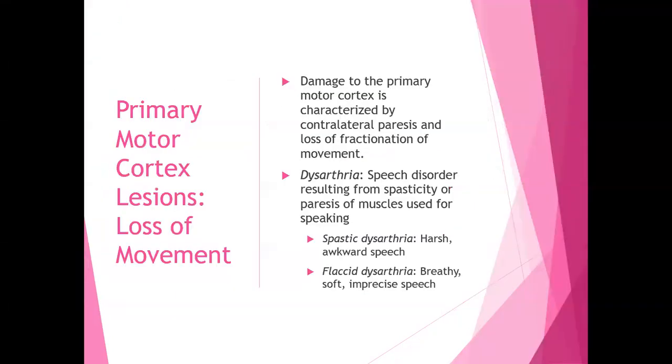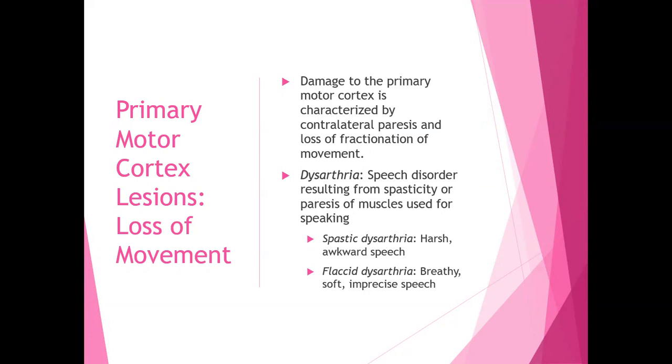So damage to the primary motor cortex is characterized by contralateral paresis and loss of fractionation of movement. So if you have the lesion on the right side, your left side is going to be affected. If the lesion's on the left side, the right side is going to be affected.